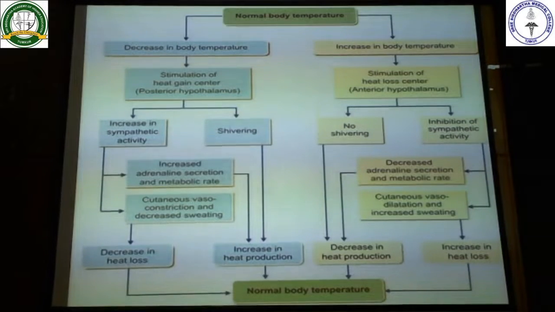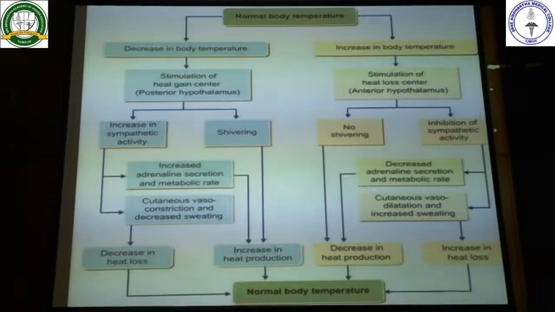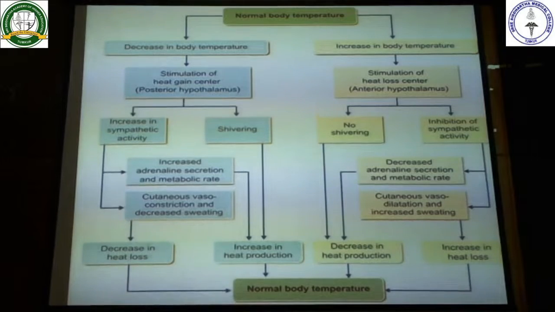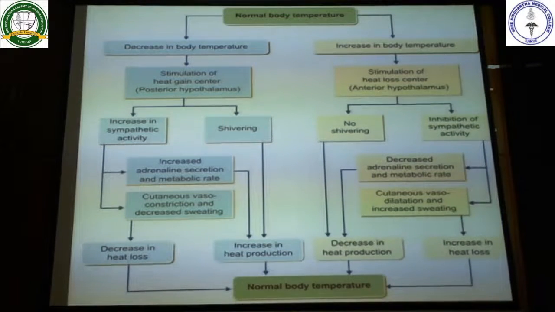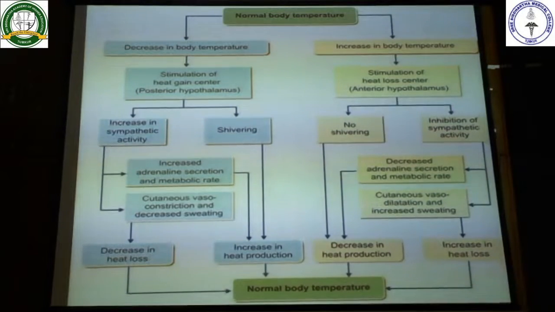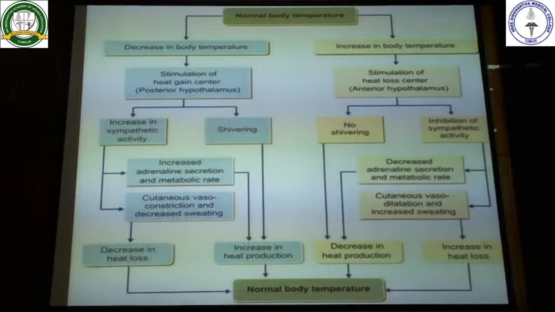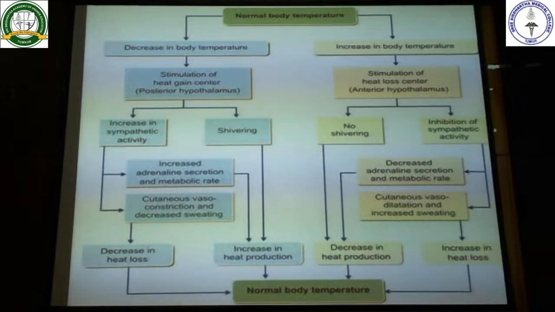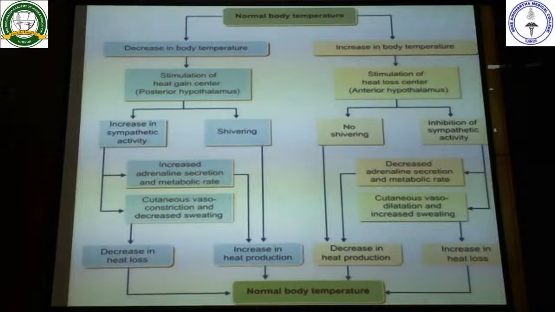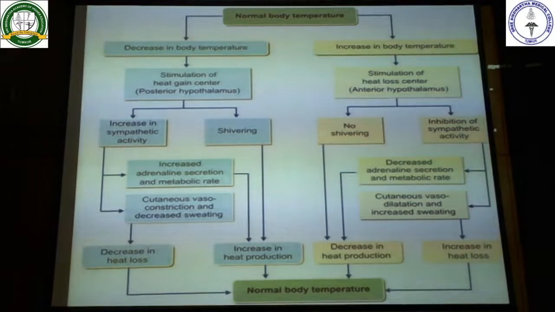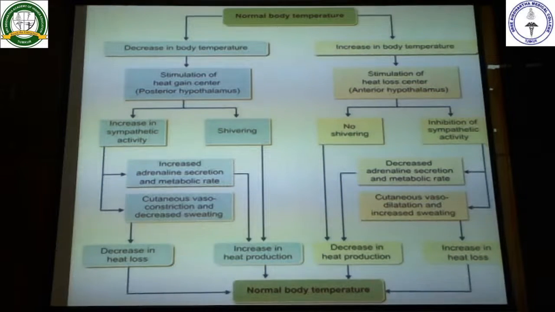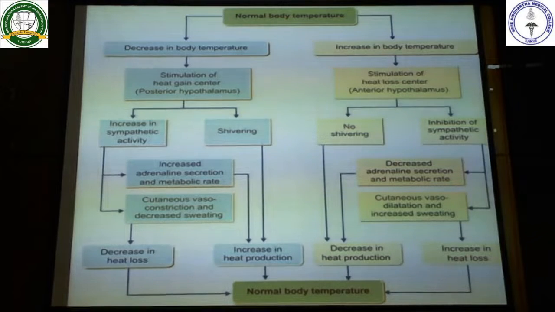One is cutaneous vasoconstriction, preventing the blood flow near the skin, preventing the loss of heat, and helping bring the temperature back to normal. The second thing is increasing the adrenaline and thyroid hormone production, which increases the metabolic rate and produces heat, bringing the temperature back to the normal level. So this is about the heat gain center.